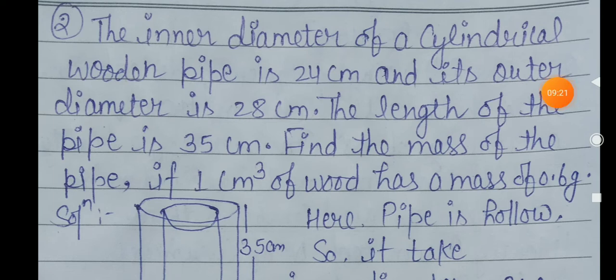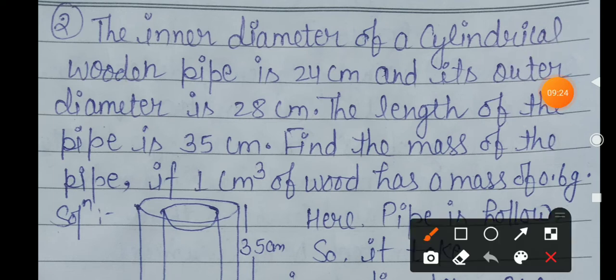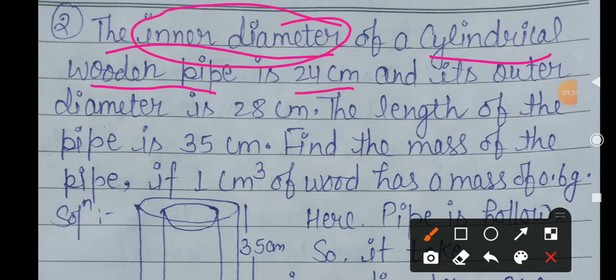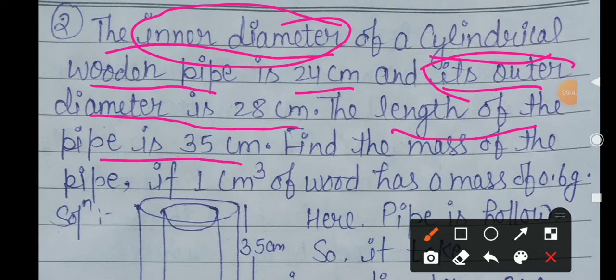Okay, now we will explain the second question. The second question is: the inner diameter of a cylindrical wooden pipe is 34 centimeter. Here the inner diameter is given, and its outer diameter is 28 centimeter. So the outer diameter is also given here, and the length of the pipe is 34 centimeter. Then you have to find the mass of the pipe if 1 centimeter cube of the wood has a mass of 0.6 gram.